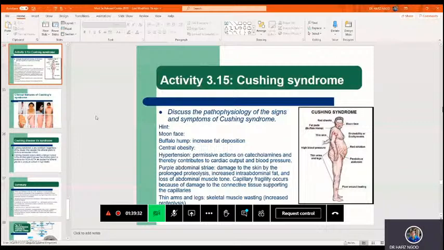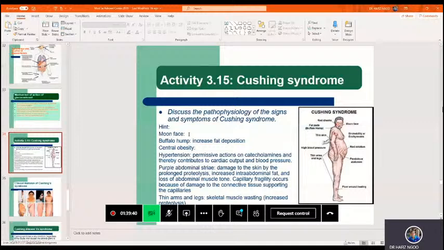They have a round face, moon face, buffalo hump. If they are on it over a long period of time, they show all these signs and symptoms of Cushing syndrome.